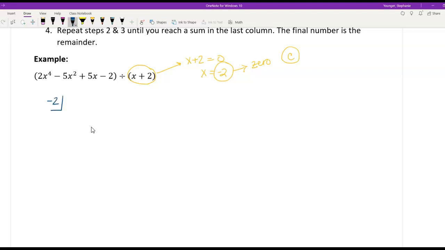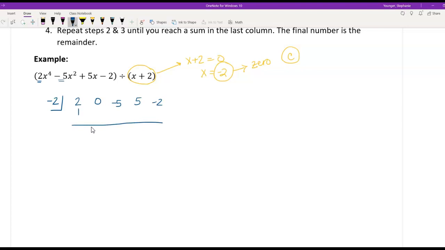Now, we have an x to the fourth. What is the coefficient? It's 2, so I'm going to put a 2. After x to the fourth comes x cubed, but I don't have any, so I'm going to put a 0. This is going to represent my x cubes. My x squareds, I have negative 5. My x's, I have positive 5. And my constant, I have negative 2. All of these were my coefficients.